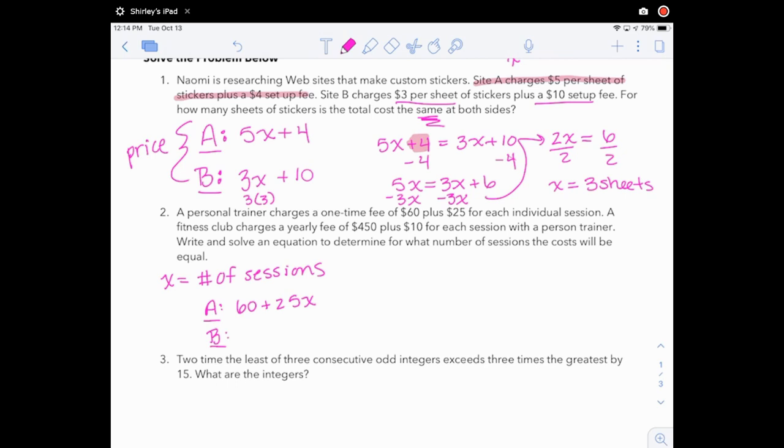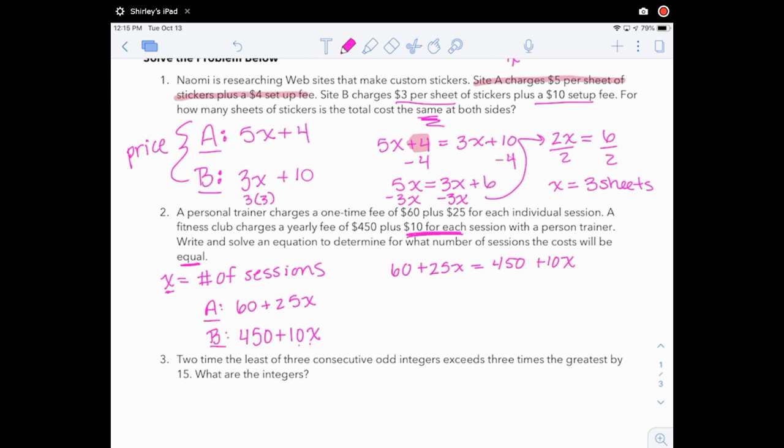Gym B, I have $450 as a yearly fee, and then $10 per session. So what would my equation look like for that? 450 plus 10x. Because it's $10 for each session, X is the number of sessions, so I would do 10 times X, and then that 450 is just a one-time fee. So if I need them to be equal, set your equations equal to each other, 60 plus 25x equals 450 plus 10x. So then once we have that, we just have to think about how to solve it.